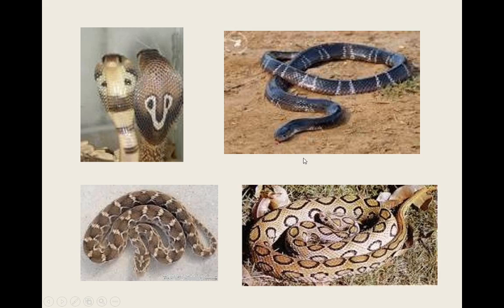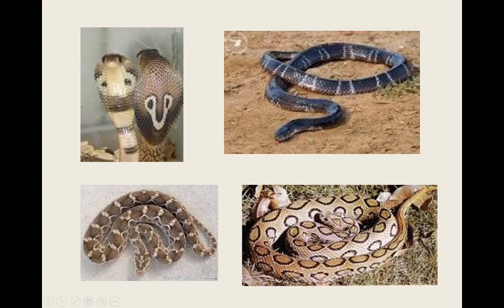This is a Russell's viper. Can you see the head is triangular? Okay, in cobra the head is oval with small scales. But in viper, the head is triangular. Okay, the head is triangular and there's an arrow-shaped mark. You can see over here on the dorsum of the head. Okay, and all along there are these diamond-shaped markings, throughout the body. And you can see the tail is tapering.